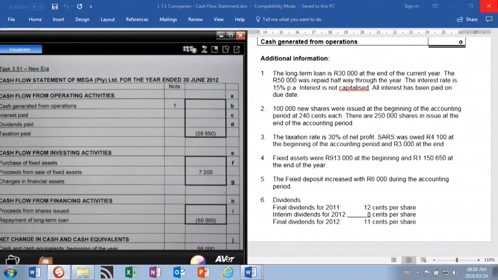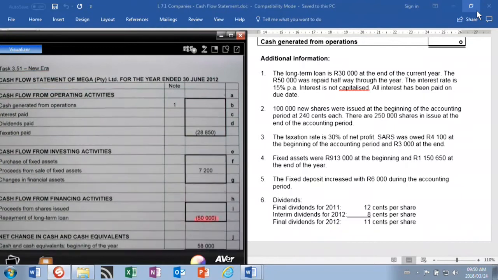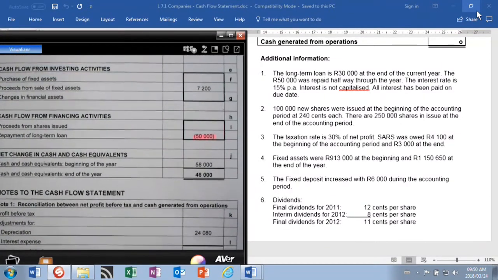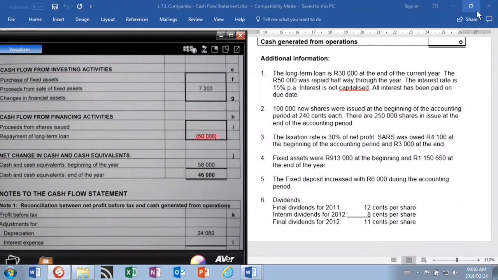The long-term loan is 30,000 at the end of the current year. The 50,000 was repaid halfway through the year. Remember, there's the 50,000 that they already showed us. That was repaid halfway through the year. And the interest rate is 15% per annum. Interest is not capitalized. All interest has been paid on due date. For this information, we need to do that because we need that L, interest expense, in our cash flow statement.